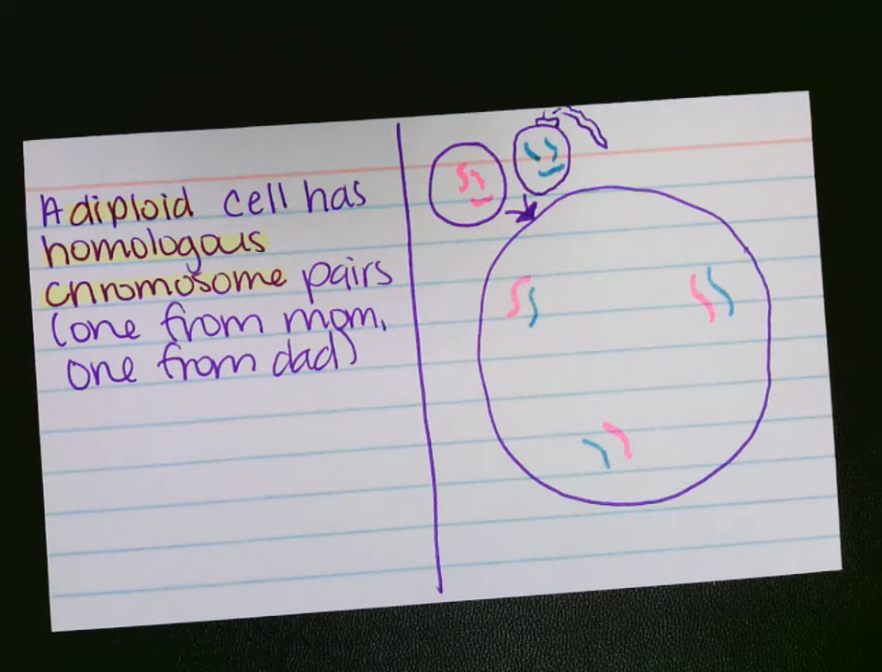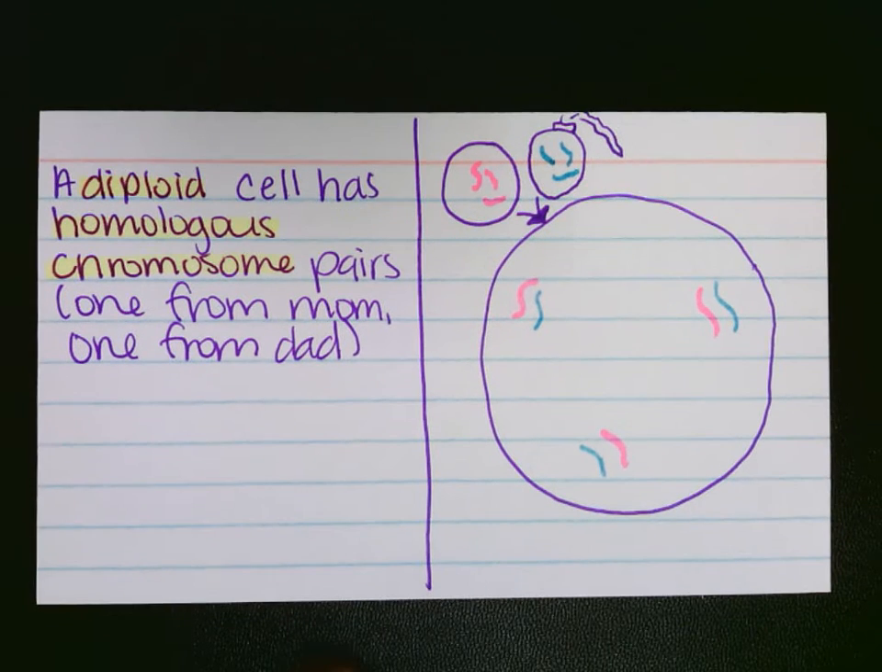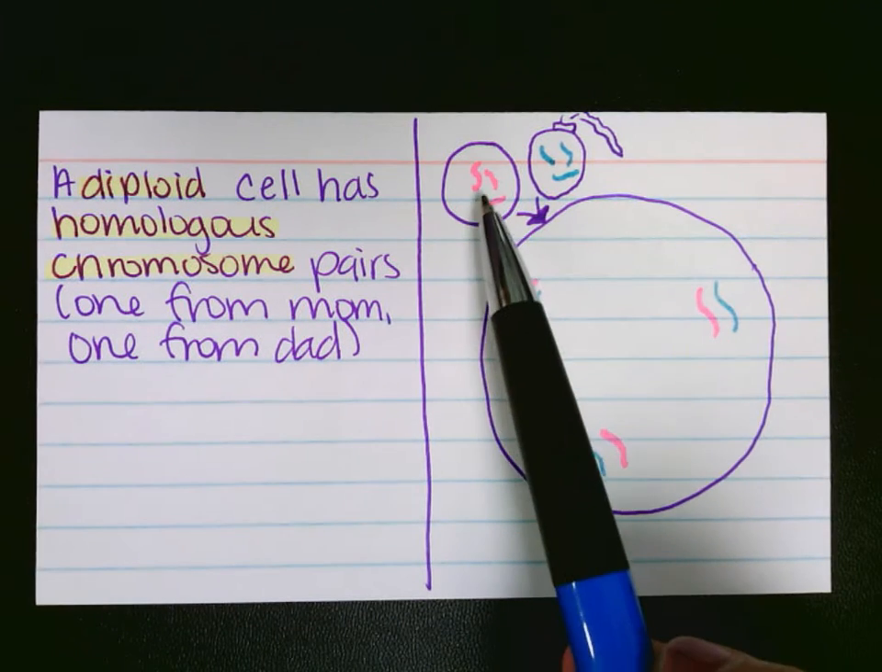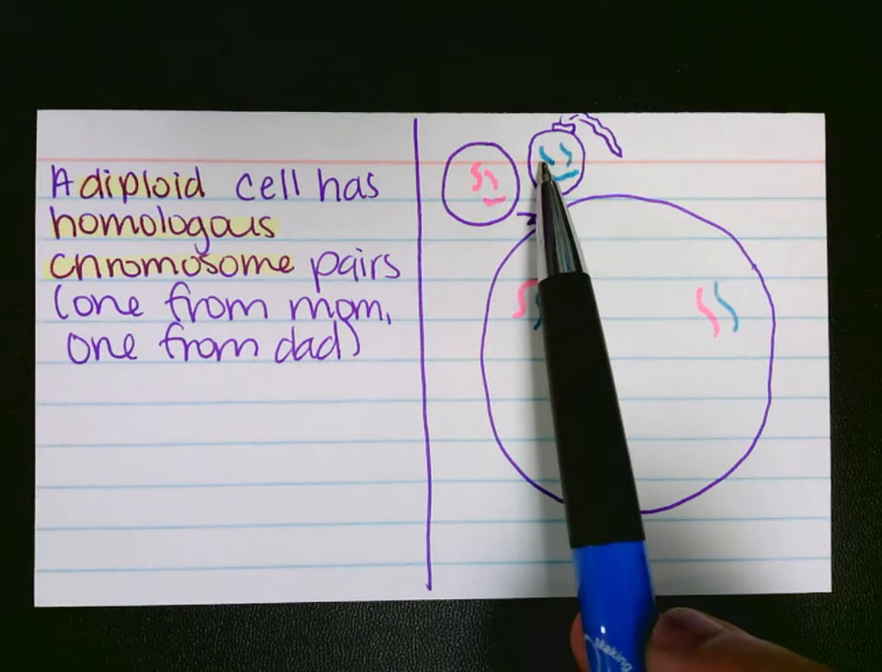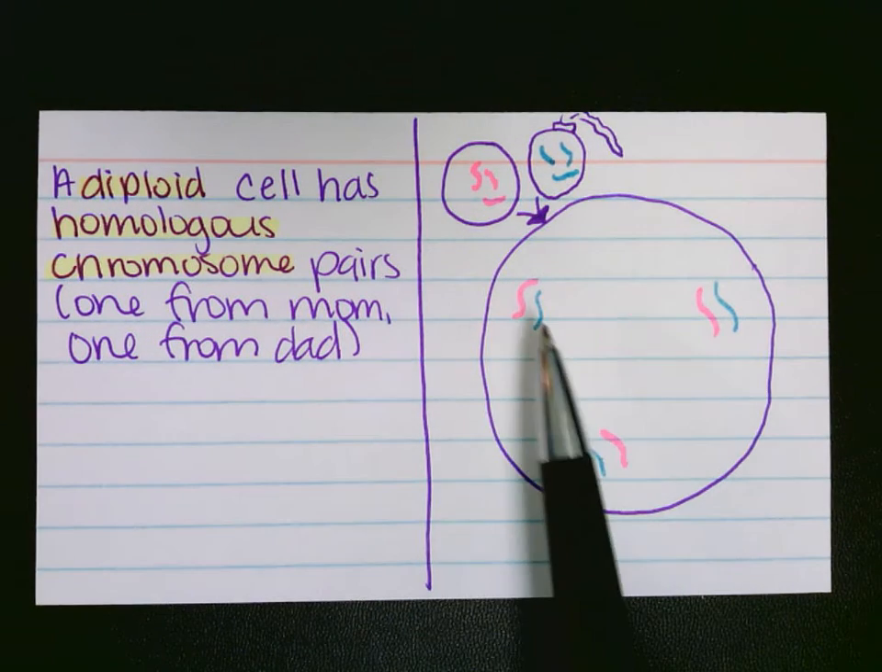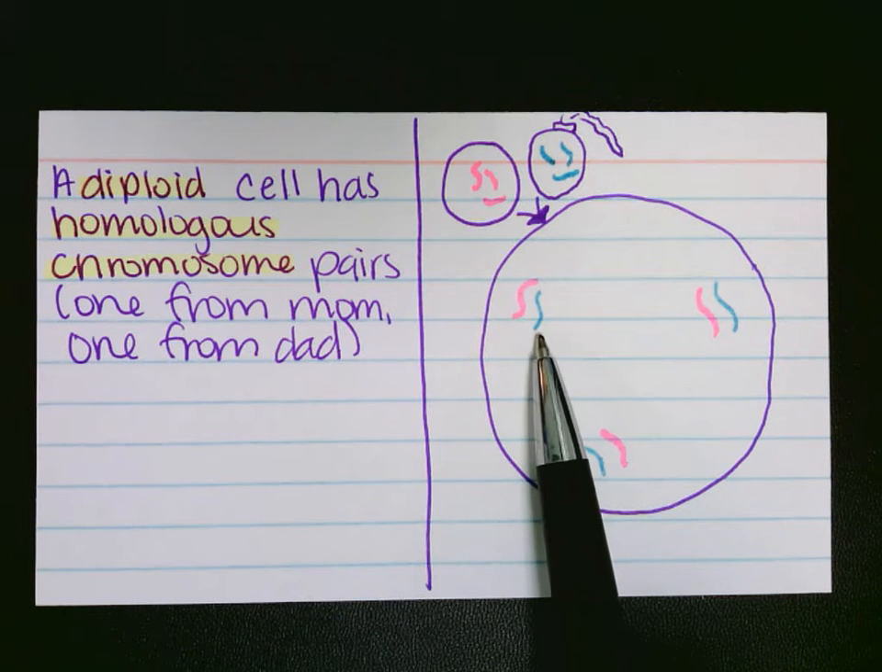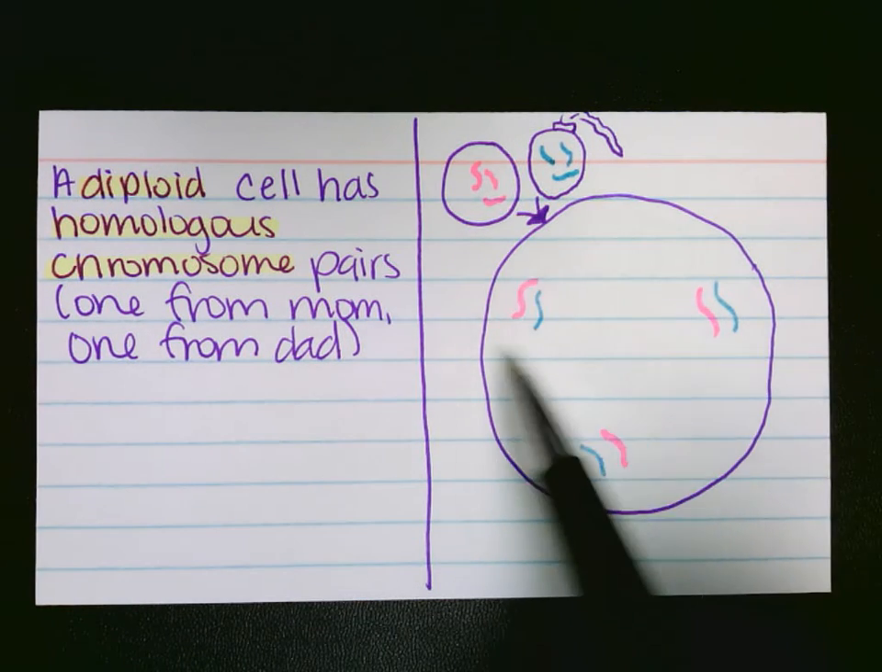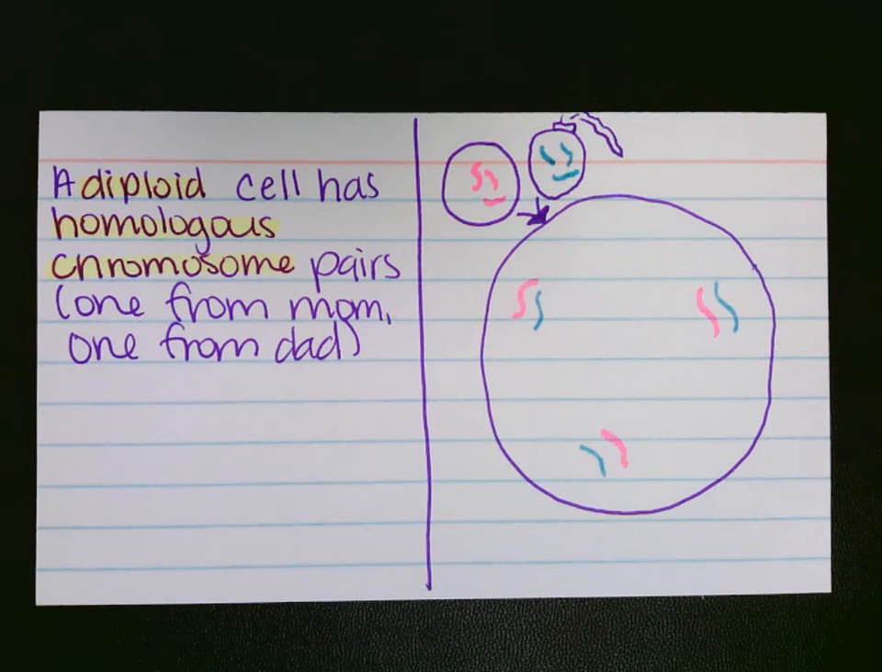So it says diploid cell. A diploid cell has homologous chromosome pairs, one from mom, one from dad. So showing here we have an egg and a sperm that have conjoined through the process of fertilization to create a zygote. And that's what has 2 chromosomes of the same type. One came from mom, one came from dad. And those 2 right there are considered a homologous pair.